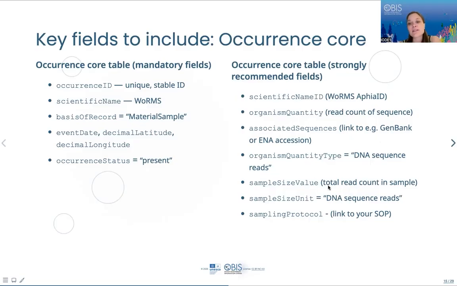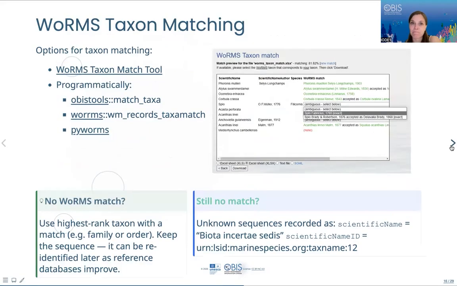So by recording this sample size value, what we are trying to do is keep that information on the total amount of reads in your sample so that you can go back to the relative abundance of your reads for that ASV and hopefully get a little bit of an understanding of how prevalent it was in your sample. And here as well, you use the sample size unit, which is always the same. And of course, you can have a link to your sampling protocol.